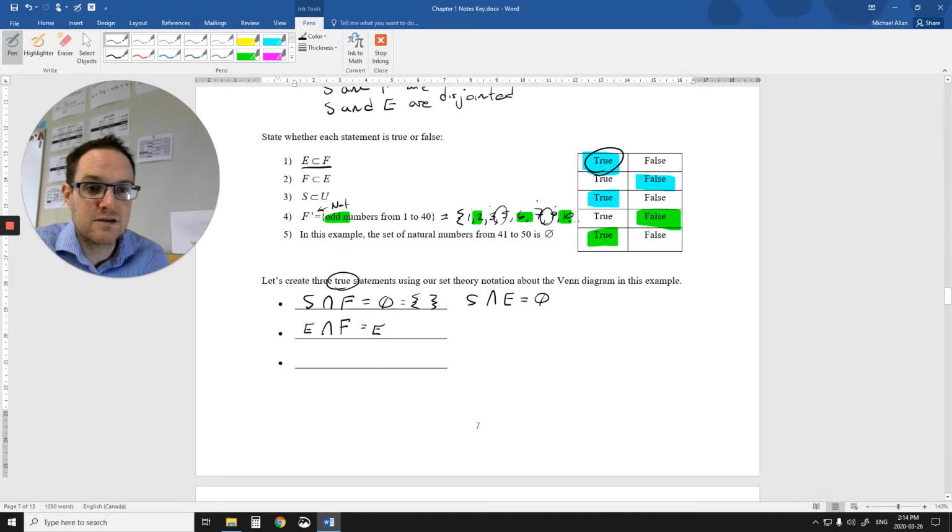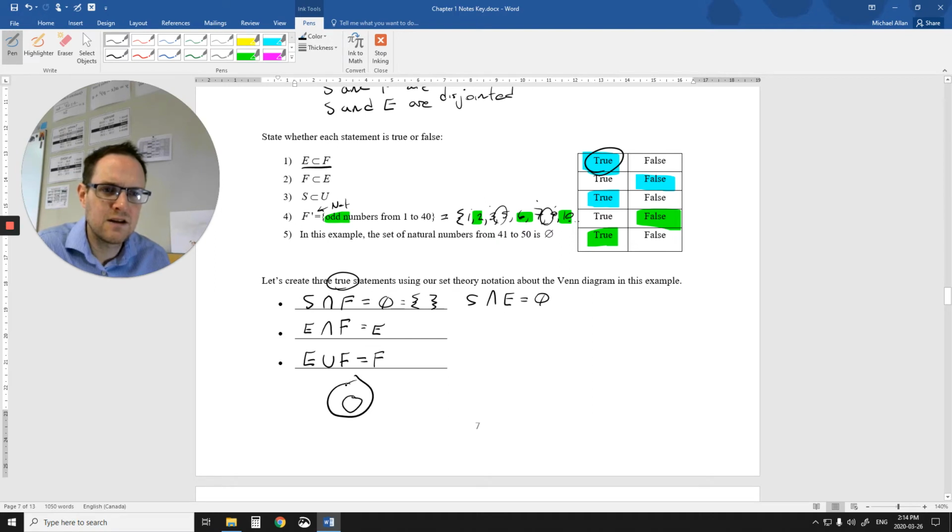You could say that the intersection between E and F is just E, because that's what they have in common, everything that's in the multiples of 8. I can also say the union of E and F is just F. It's all the numbers of F, because E is complete within F, so I can say that as well. Because I have a circle, I have another circle, and remember, the union is both of these circles, everything that's inside these circles.